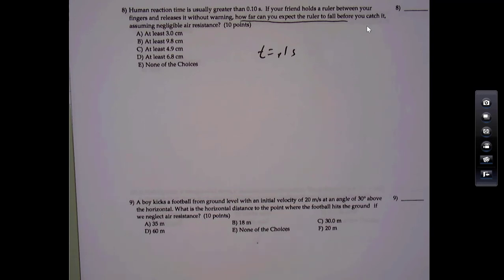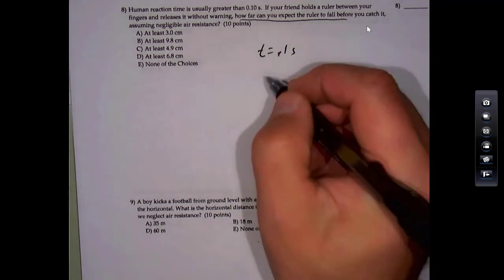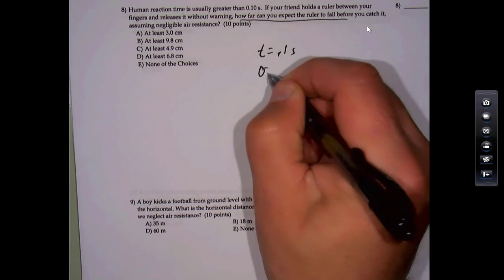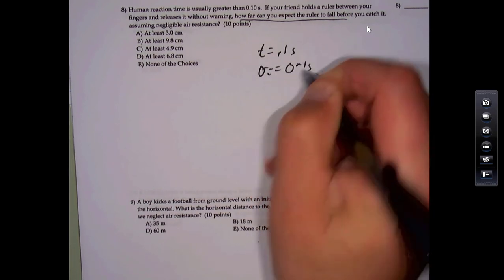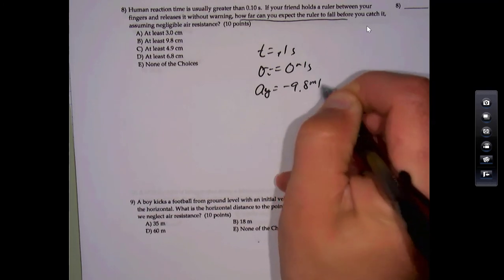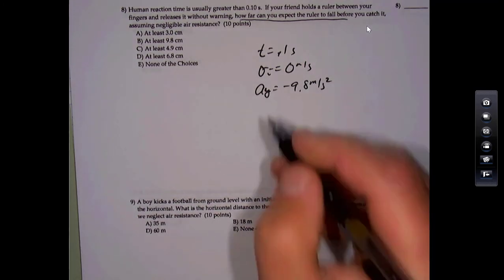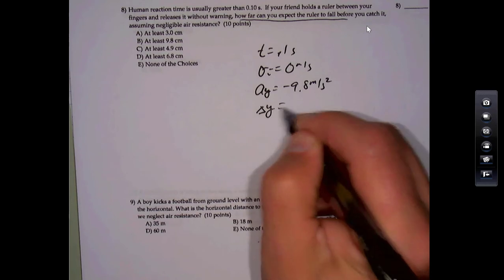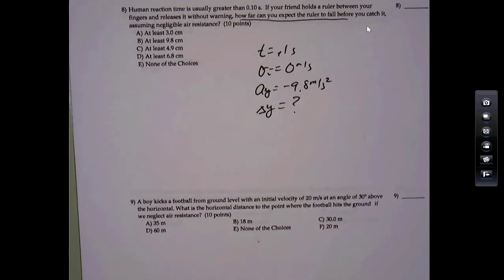It doesn't look like we have a lot of information, but the initial speed is going to be 0, right? Because you're just going to drop it. The acceleration in the y direction also, you know that, negative 9.8. So really, you want to know how much is the displacement in the y direction. Really, we don't specifically want the displacement. We want the magnitude of the displacement. How far does it actually fall?